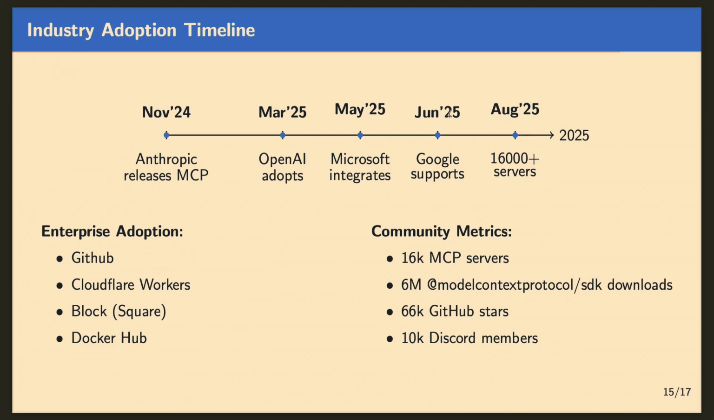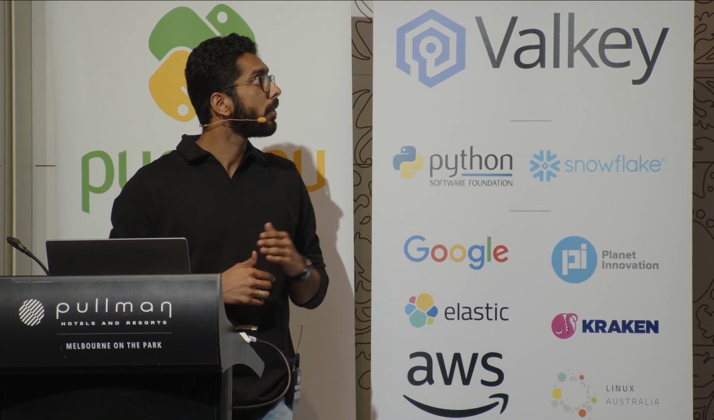Now, coming to how this is changing and becoming more of a standard by the day, you saw the November 24 Anthropic release date. Since then, OpenAI, Microsoft, Google, everyone has adopted it. The registry was launched just about last week. It is a very big community. People are looking at it left and right. So if you have any questions, the Discord community is very active. You can ask questions there, reach out to people, and also look at some of the enterprise adoptions.